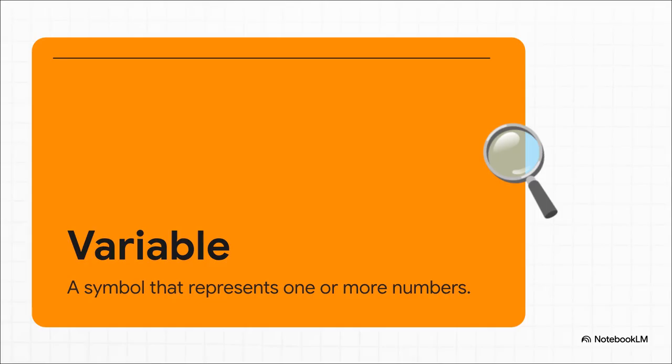So let's start with the foundation of our new alphabet, the variable. A variable is simply a symbol, usually a letter like x, y, or w, that represents one or more numbers. Think of it as a completely empty box, just a placeholder waiting for a specific number to be dropped in. It literally gives us the superpower to talk about quantities even when we don't know exactly what they are yet.